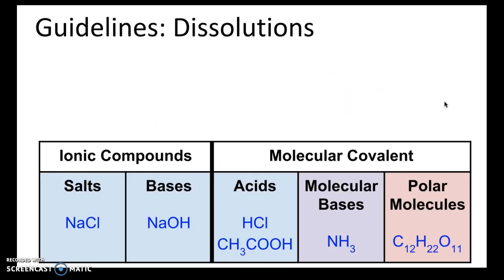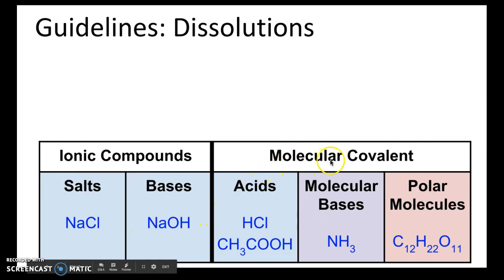Okay, so in the previous video, which is a note video for 2.1b, we started to explore the process of dissolution, which is the process by which something dissolves. And one of the things that we discussed is what happens when something dissolves depends on the substance. And here at the bottom, we have a table. We have ionic compounds, and those are broken down into salts and bases. Remember, ionic bases are metal hydroxides.